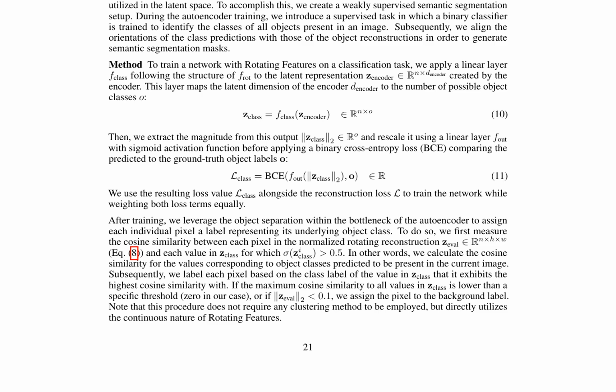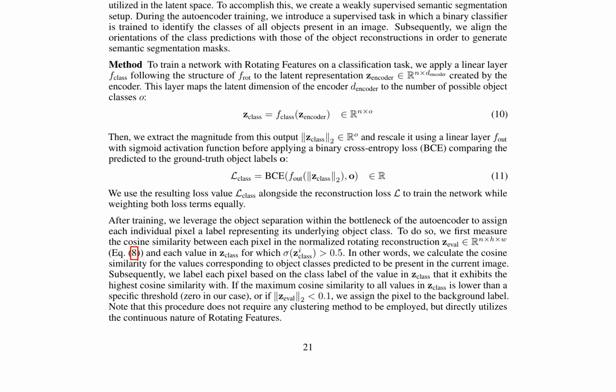The resulting loss value L_class is used alongside the reconstruction loss L to train the network while weighting both loss terms equally. After training, the object separation within the bottleneck of the autoencoder is leveraged to assign each individual pixel a label representing its underlying object class. This is done by measuring the cosine similarity between each pixel in the normalized rotating reconstruction and each value in Z_class for which sigma(Z_class) is greater than 0.5.